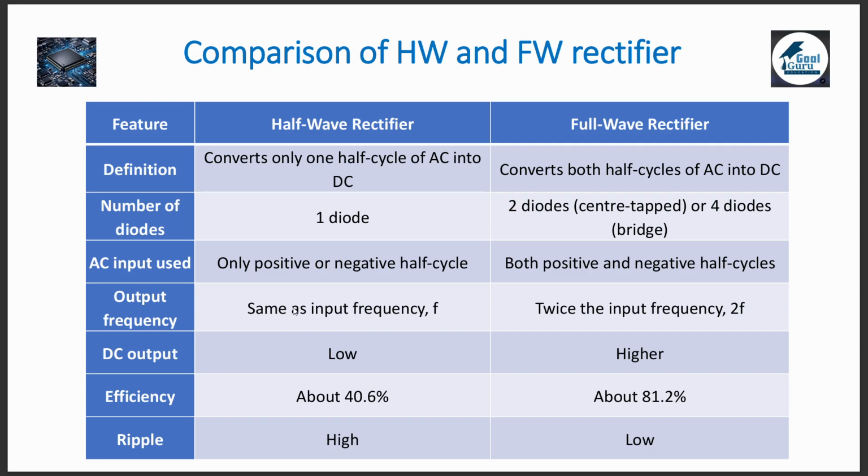What is the output frequency? F, whereas in full wave rectifier, output frequency is 2F. What is the DC output? For the half wave rectifier, it is low. It is better in the full wave rectifier. Efficiency is better. The numericals you need not bother about now. And the ripple is very high in half wave, as we have seen. But in full wave rectifier, the ripple is very, very low.